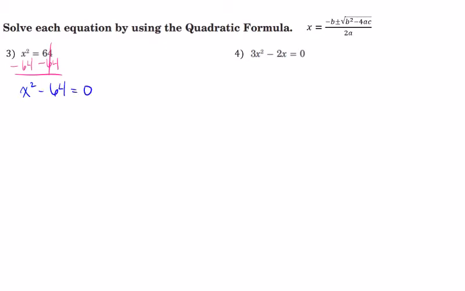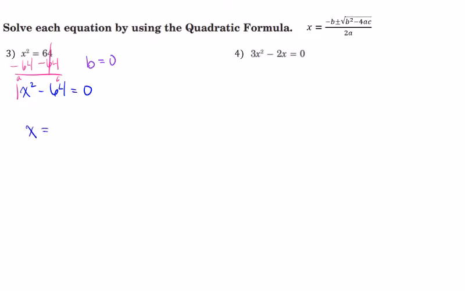So here's a situation where b equals 0, right? Like this is the constant term, that's c. We have the quadratic term, of course, but what we're missing is the linear term with the x, right? So that means b equals 0, okay? And so a equals 1 and c equals negative 64, right? So let's plug this into our formula.